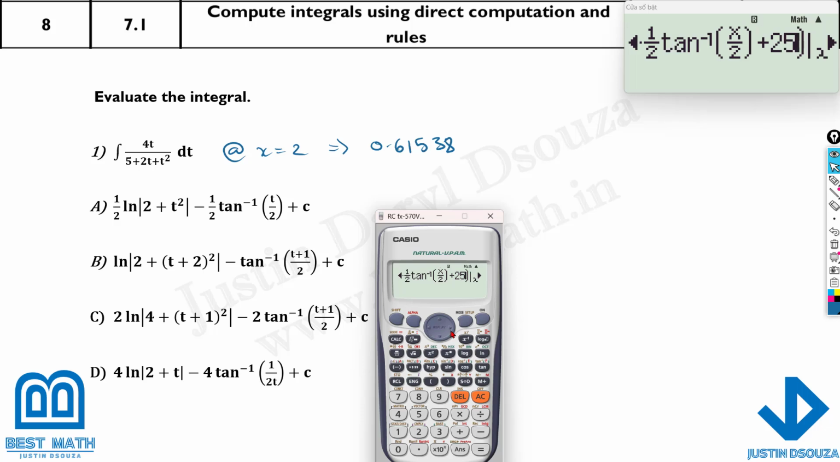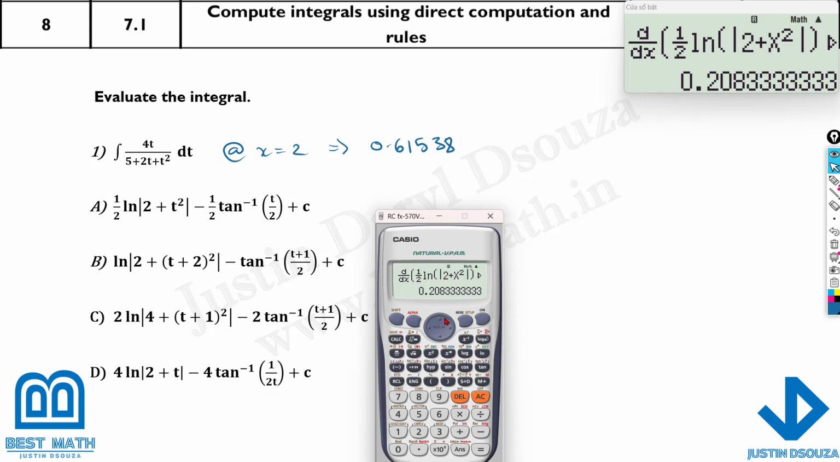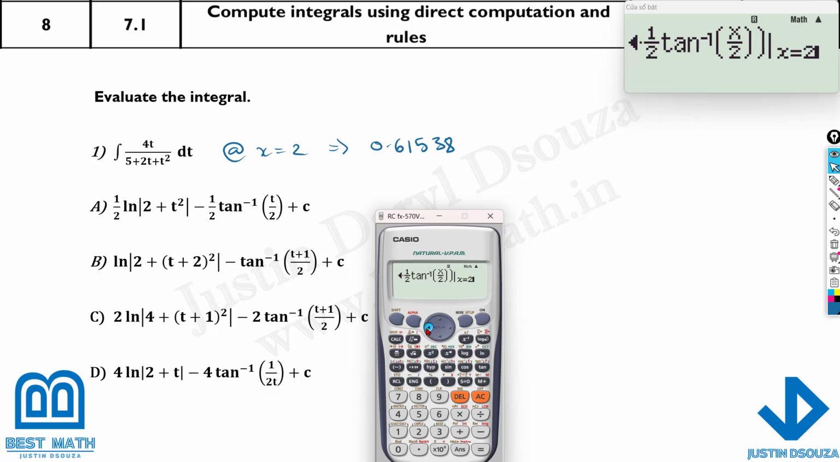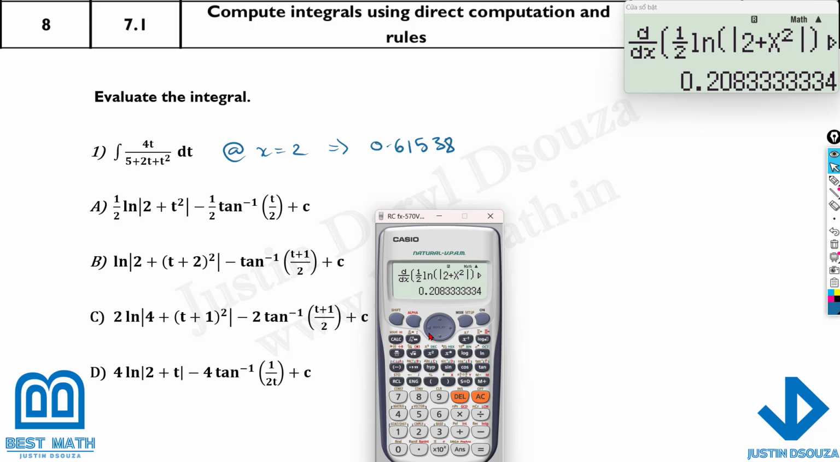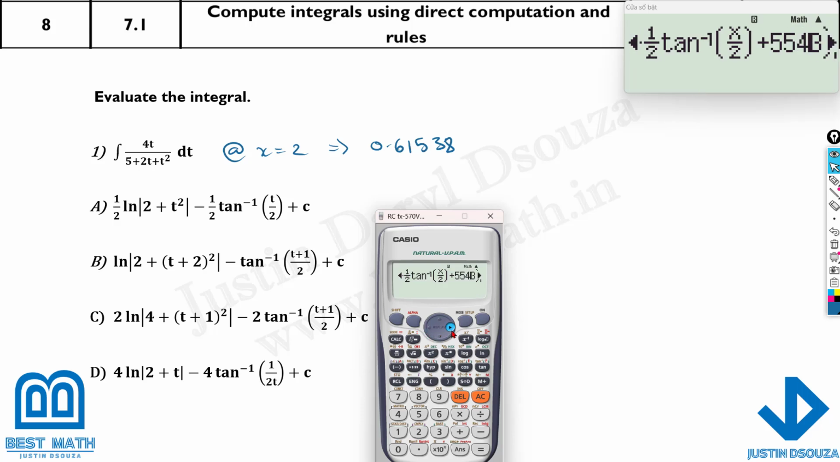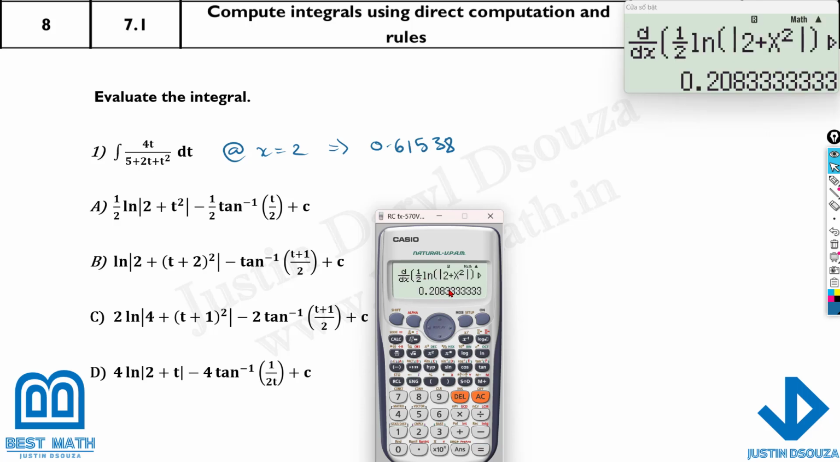Now I'll just remove this 25. Still, it's 0.208 itself. Let me just add any other number, some huge number. See, the answer is literally the same. It does not make any difference. Why? Because a derivative of any constant is 0. So this will be the same answer. Okay. Let's go to the next option because this doesn't match with our initial value.